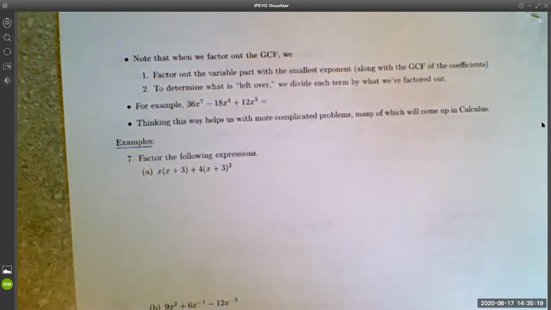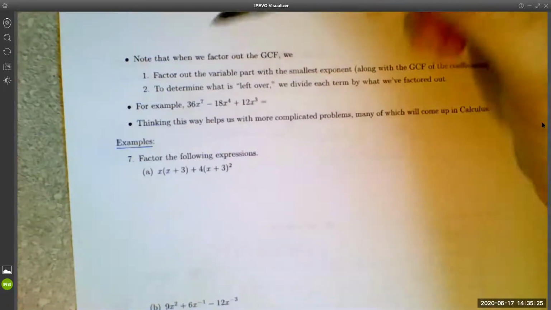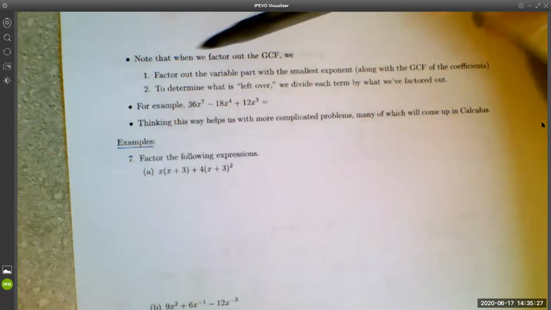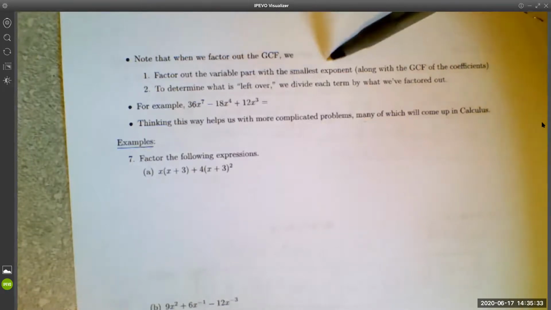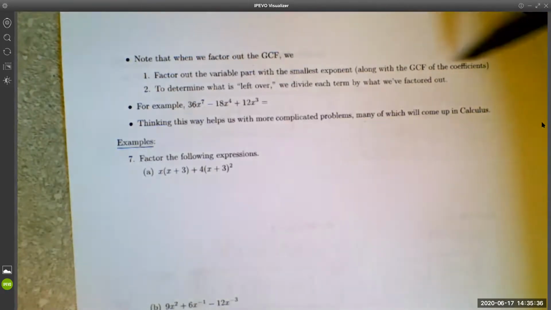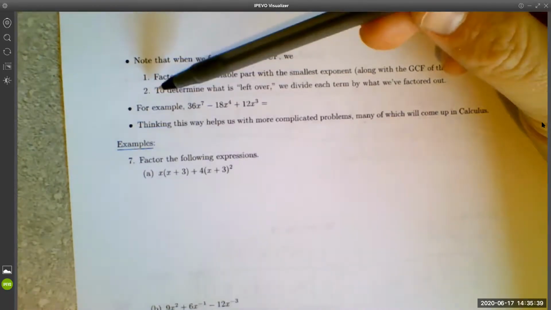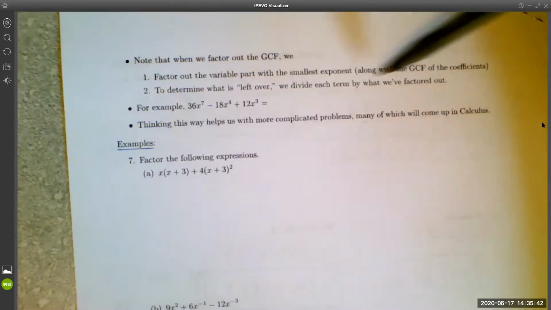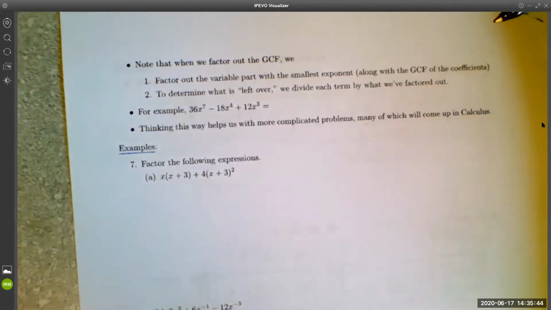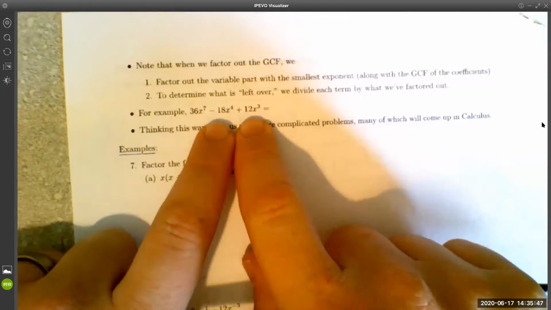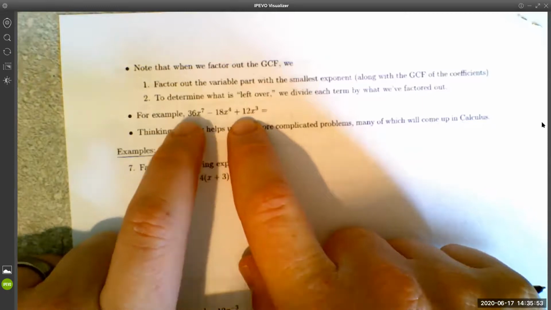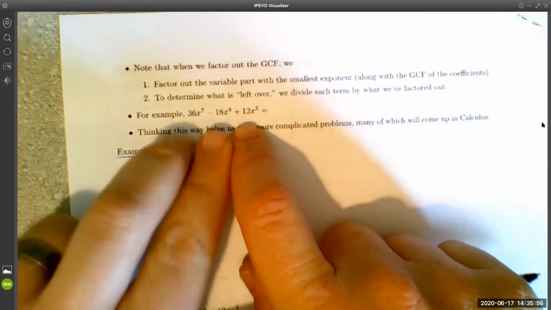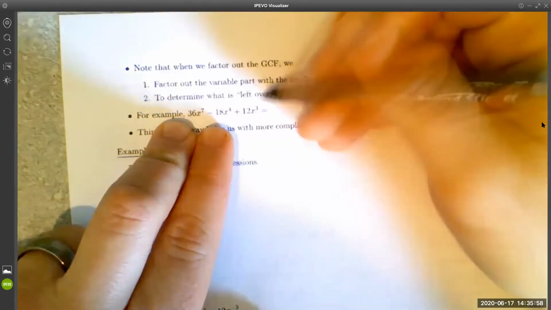One last thing that I'll say about factoring is about this GCF business, okay? When we factor out the GCF, we do two things. First of all, we factor out the variable part with the smallest exponent, along with the GCF of the coefficients, of course. And then to determine what's left over, we divide each term by what we've factored out. So for example, if we wanted to factor out the GCF of this trinomial, we would start off by figuring out what the GCF of the coefficients is, 36, 18, and 12. I think 6 is the largest thing that goes into each of those. So we can take out a 6.